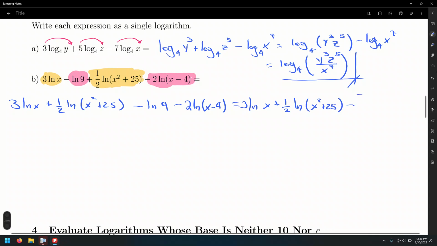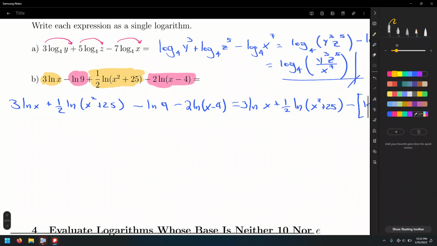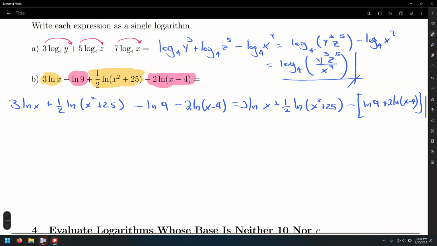Minus, and I'm going to open brackets to write down ln of 9, plus ln of, no, not just ln, that's 2 ln of x minus 4, and close the brackets. All right, only then, well, why not? Let's basketball the coefficients and turn them into exponents. That is, make the 3 become the power, make the 1/2 become the power.